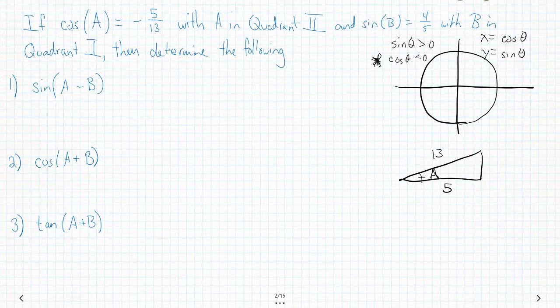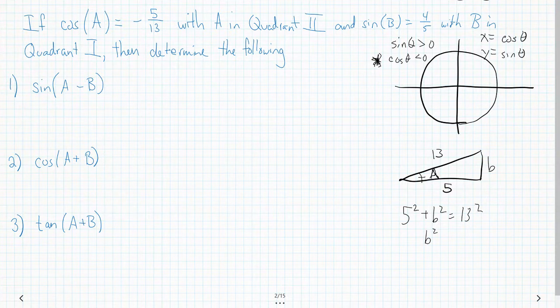So what does that mean about this side right here? Let's call this B. Well, notice we have 5 squared plus B squared equals 13 squared. So what does that make? That makes B squared, 13 squared I believe is 169, minus 25 is 144. And if you didn't remember it, this is a 5, 12, 13 triangle. So that B value can be replaced with 12.